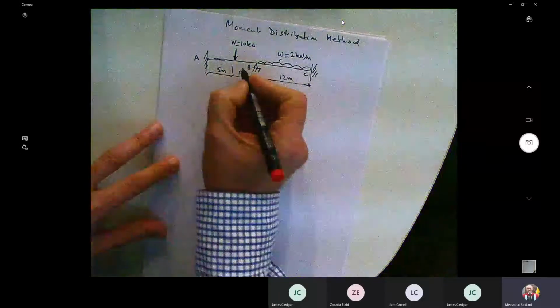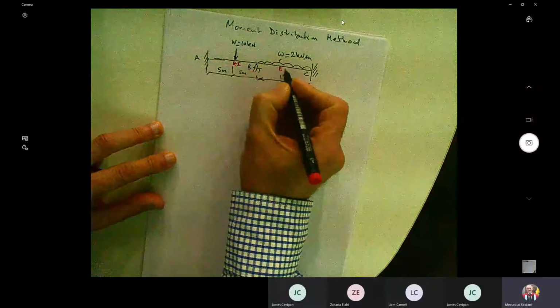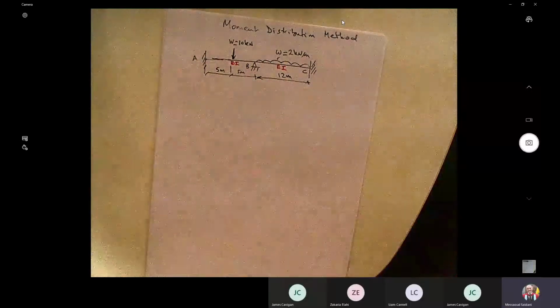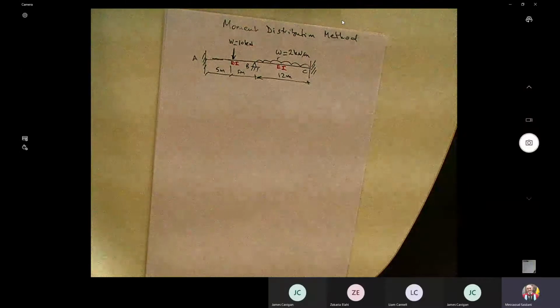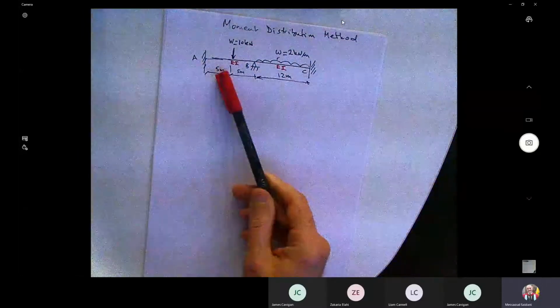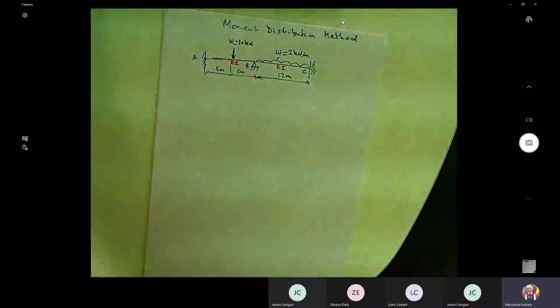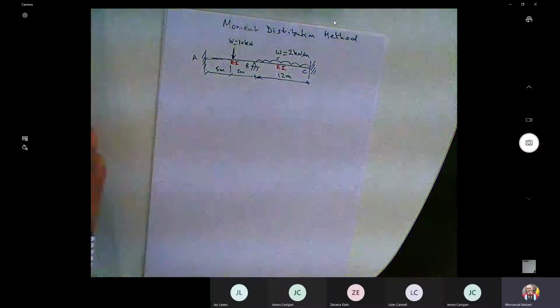We assume that the flexural rigidities are the same. So the flexural rigidity for AB is EI, and the same for BC. They can be different in practice. You could have a continuous beam where one span is different to the other, for example, if they have a different cross section. In that case, the EI will be different. I just remind you, E is Young's modulus and I is the second moment of area. In this particular example, we assume that the EI is the same for both beams.